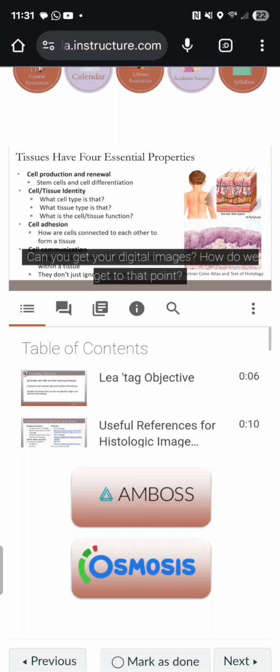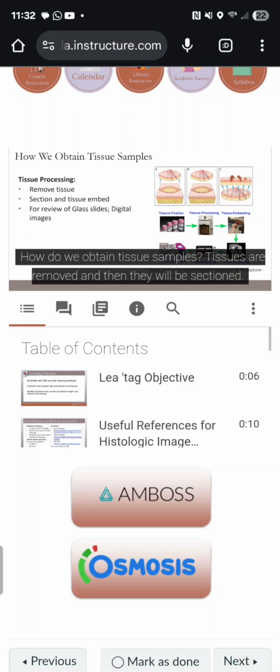Before you get your digital images, how do we get to that point? How do we obtain tissue samples? Tissues are removed and then they will be sectioned. Then they will be processed and embedded into paraffin.